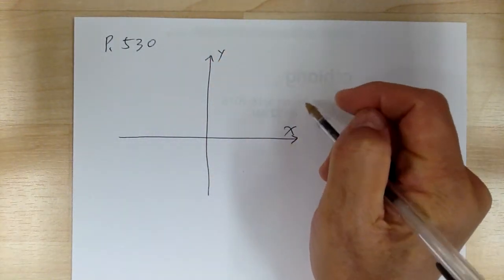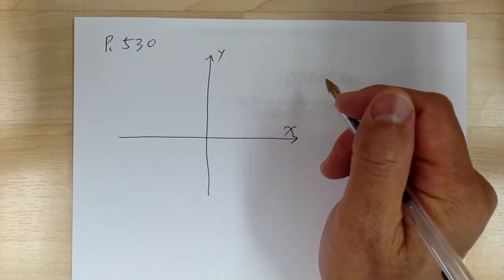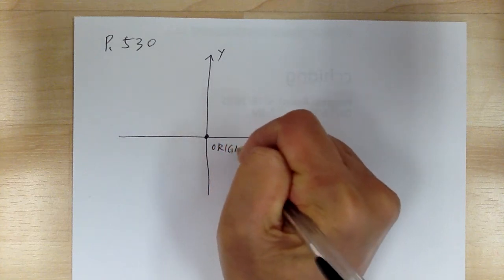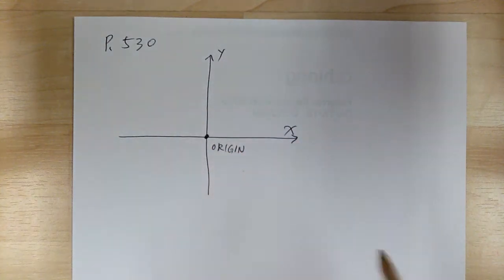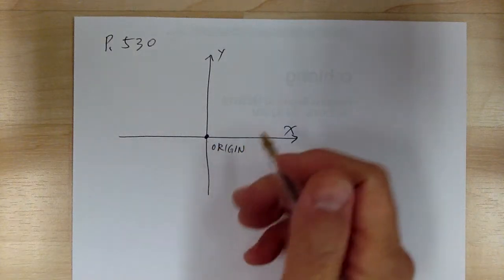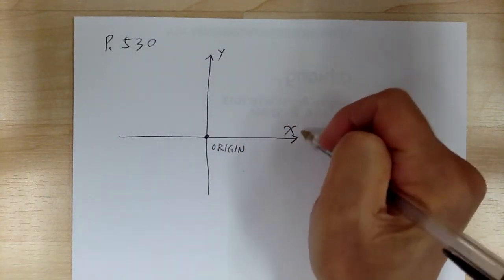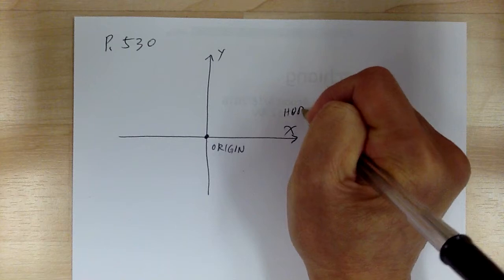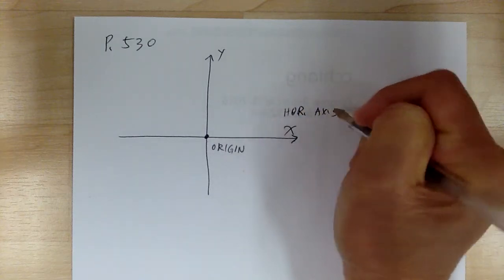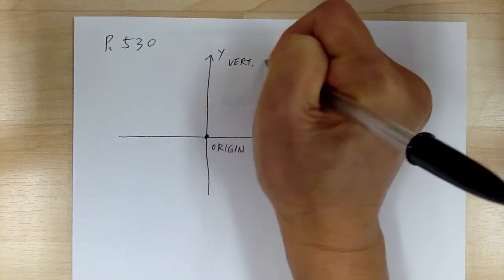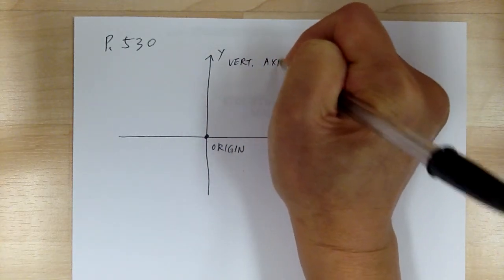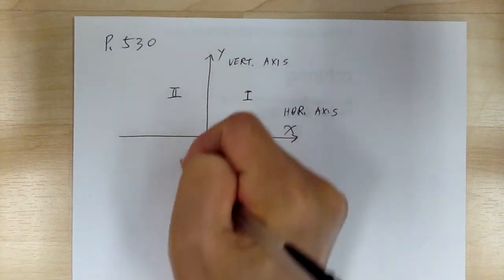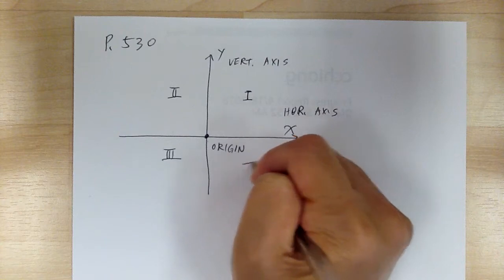Okay, and so you need to know the parts of the graph. This point is called the origin, because that's where everything starts. If you're going to count the squares, that's where you're going to start. This one is called the horizontal axis or x-axis, and this is the vertical axis or y-axis. And this is quadrant 1, this is quadrant 2, this is quadrant 3, this is quadrant 4.